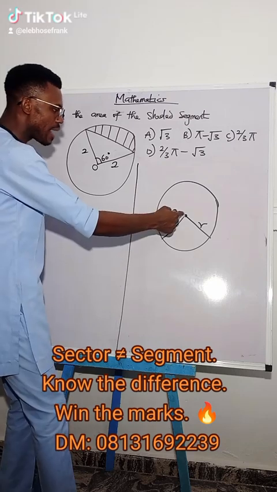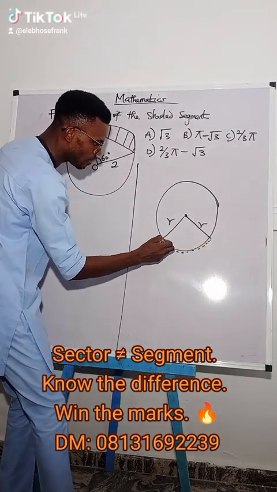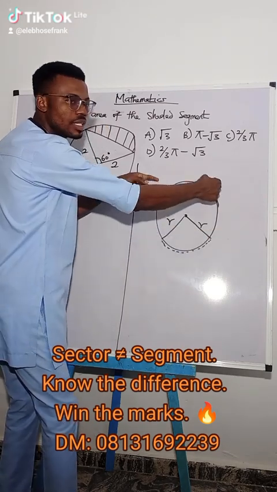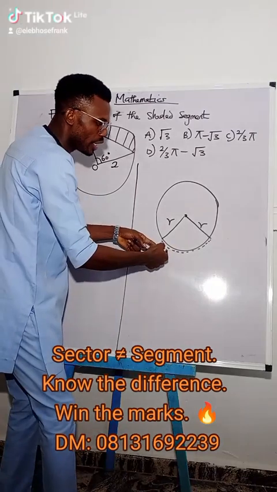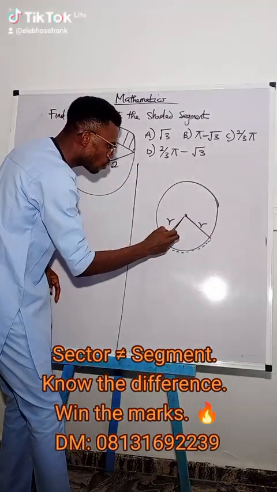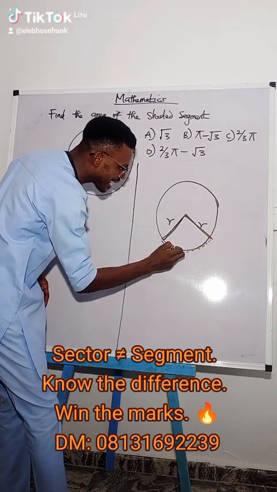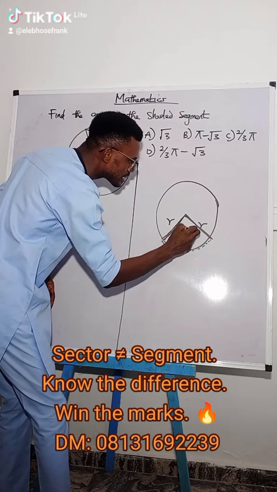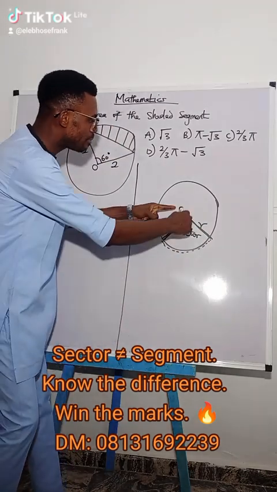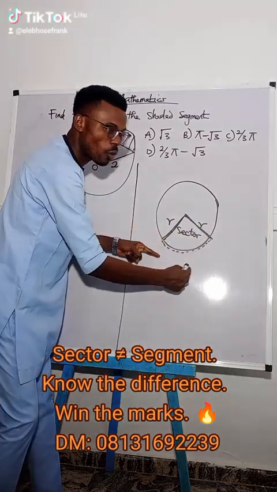Now when I have two radii such that it cuts across an arc, what's an arc? A curved line that forms part of the circumference of a circle. These two radii alongside this arc form what we call a sector. So a sector is the part of the circle bounded by two radii and of course an arc.